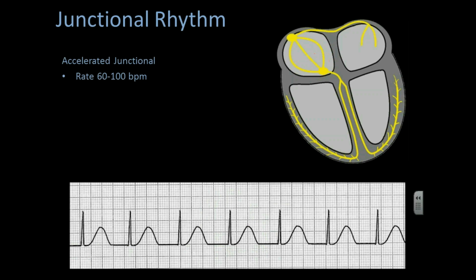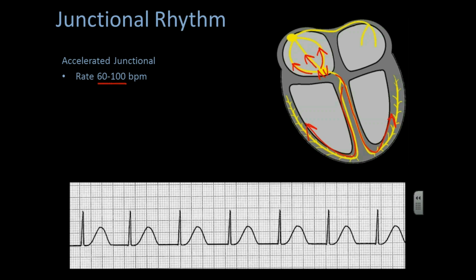So let's move on and talk about accelerated junctional rhythm. Accelerated junctional rhythm has all the same characteristics that junctional escape does, for the most part. It initiates depolarization from the bottom up, and ventricular depolarization occurs in the normal way. So all the other characteristics are essentially the same, except that accelerated junctional rhythm paces, as you might have guessed, faster. It paces between 60 to 100 beats per minute. And the strip below is an example of accelerated junctional rhythm.